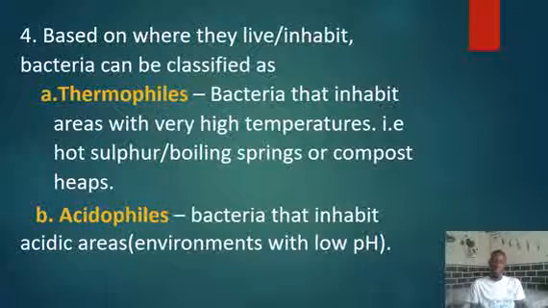Now we also look at the second group under this particular category. We call them acidophiles, and you can see a very key word there. These ones inhabit areas with very low pH, that is, the acidic areas. We call them acidophiles. The word itself explains itself to you. So acidophiles are the bacteria that inhabit acidic areas or areas with very low pH. Remember that a very low pH is the acidic range. So take note of that one.